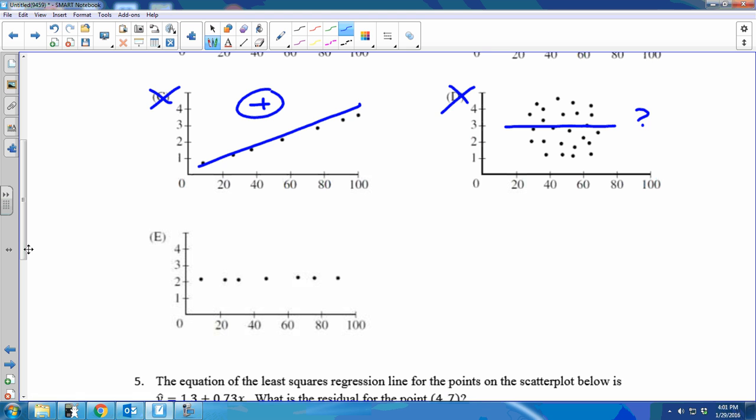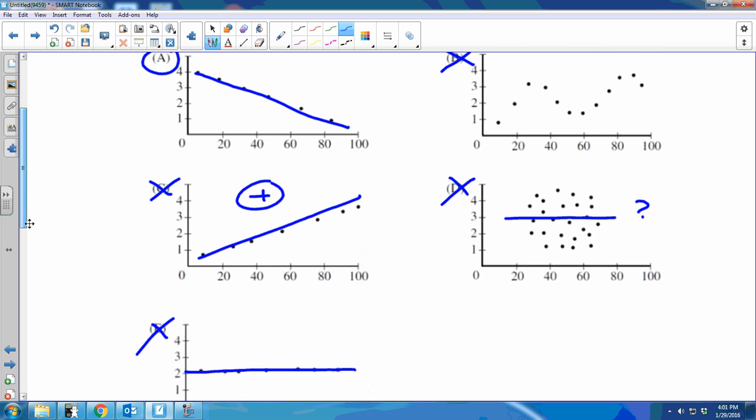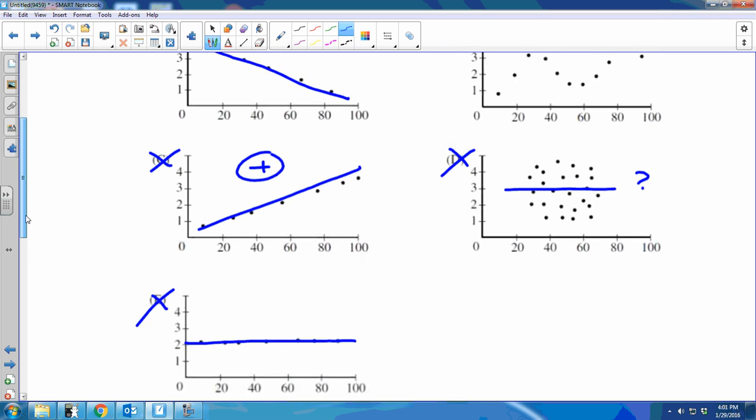And E has a very strong correlation, but it has a direction that is pretty much not positive or negative, so it can't be E either. Okay? Had to be A. These are, again, questions from the actual exam. Don't miss the easy questions.